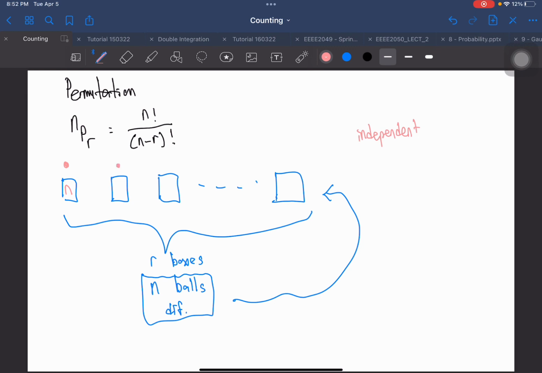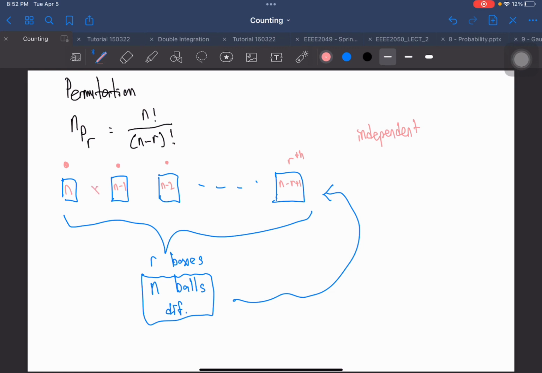Okay, for the second one, since you put 1 ball in the first box, there are only N minus 1 balls left to put in the second box. And then in the third box, there are N minus 2 ways, until the R box. How many ways do you have left? It's N minus R plus 1. Am I right?